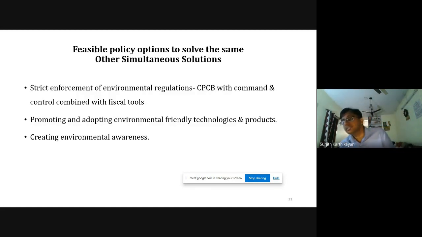So the revenue generated from imposition of eco tax could be used for manufacturing of environmental friendly technologies and products. It may create employment opportunities also. So maybe reducing the private cars may affect the automobile industry. Many people may be losing their jobs, but then they could be shifted to environmental friendly technologies and products. Then creating environmental awareness. These are some other measures. Many programs are there for creating environmental awareness.